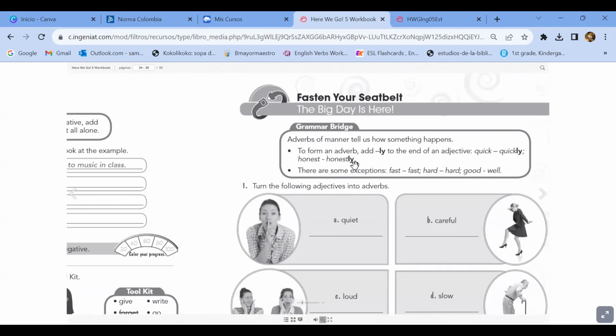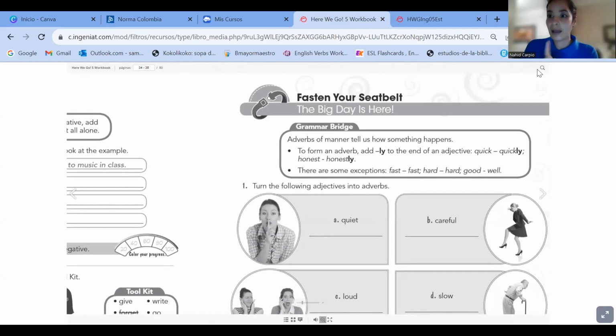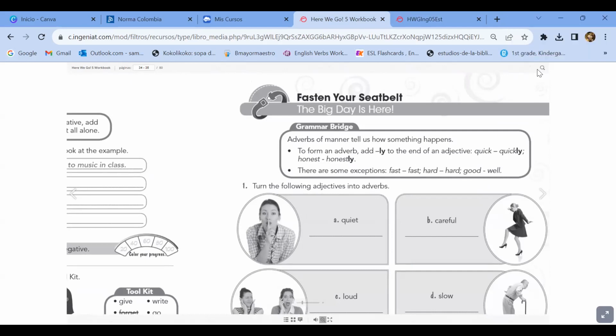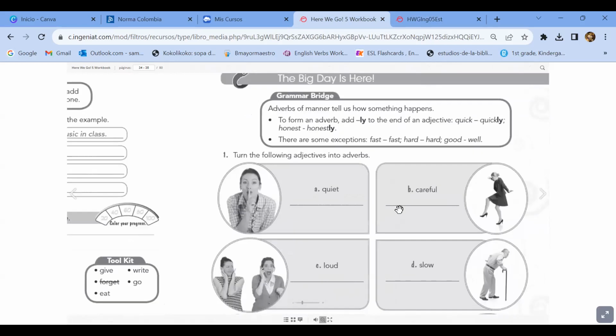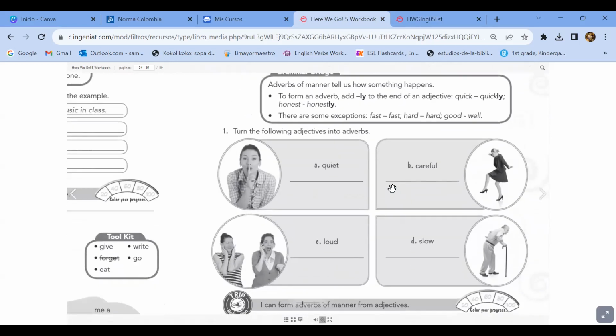Quick, quickly. Honest, honestly. We have irregular adverbs. For example, fast, hard, and good, well. Don't forget, in the adverbs we have irregular adverbs. What are you going to do in the first activity? In the first activity, you are going to change this word, this adjective, into adverbs. I am going to help you with the first one of them.